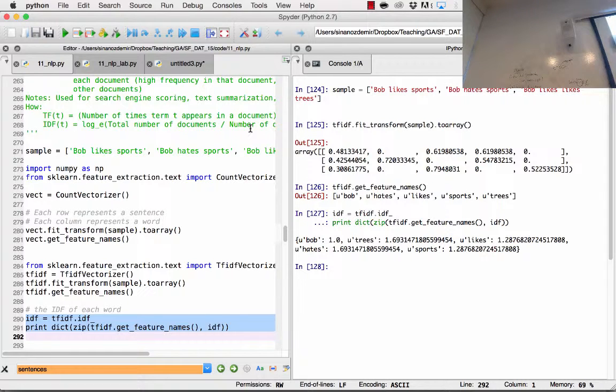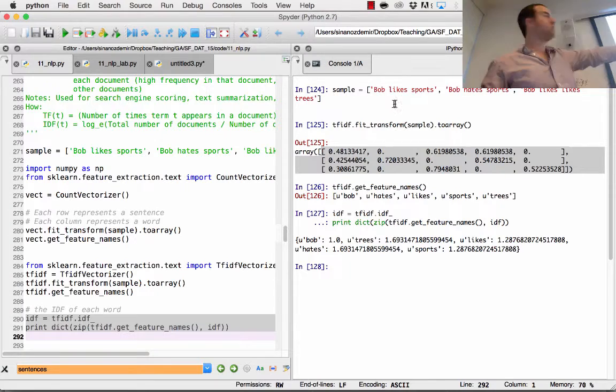That's what TF-IDF does. So here on the screen, this is the TF-IDF matrix for those sentences: Bob likes sports, Bob hates sports, Bob likes trees. Down here are the IDFs of each word. Bob has an IDF of 1. The highest IDF is trees. And sports and likes are in the middle.